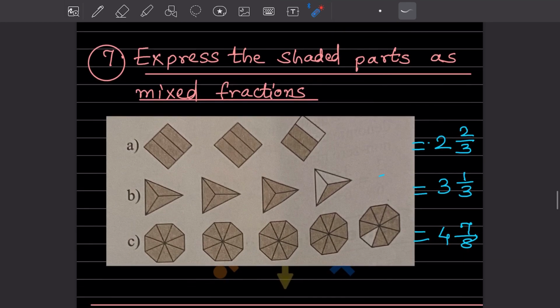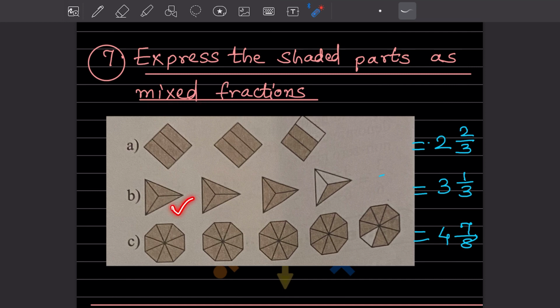Now look at here, express the shaded parts as mixed fractions. Now look at here, these are all shaded, isn't it? So whole means we have written here 2. And now look at this one. So how many are shaded? 1, 2 are shaded. Out of how many? 1, 2, 3. So 2 by 3. So this is the whole part we are going to write over here, and this we are going to write, that is the proper fraction, that is 2 out of 3. So this is called the mixed fraction. So they have told us to write in the mixed fraction.